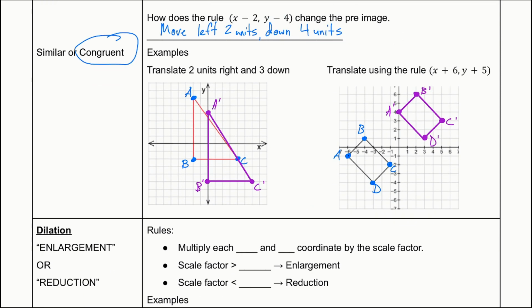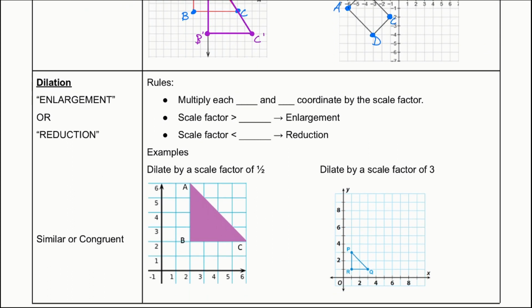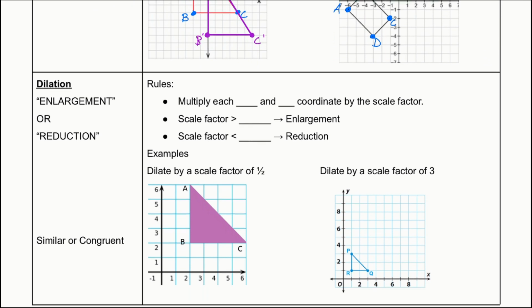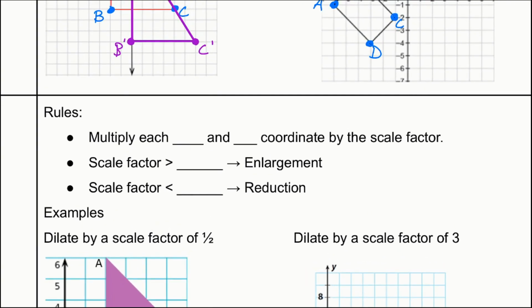All right. Next, what we have is a dilation, which is either going to be an enlargement or a reduction. So what you are going to do to dilate something is multiply each x and y coordinate by the scale factor, which we'll either call k, or sometimes it's called c. The way that I taught it was called k. So that's what you're going to do.